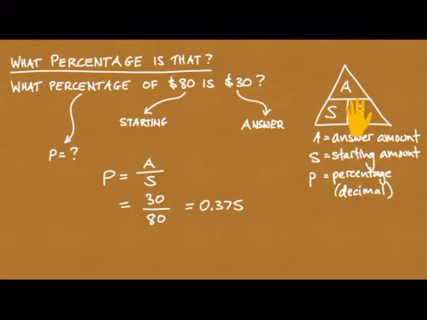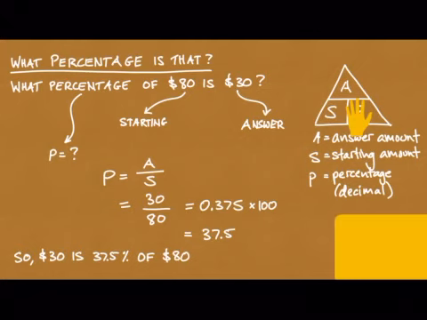Now that's my answer, but that's in decimal form. So to convert that back to a percentage now, I do the opposite of dividing by 100. In other words, I multiply it by 100 and I get 37.5. So I would say that $30 is 37.5% of $80.